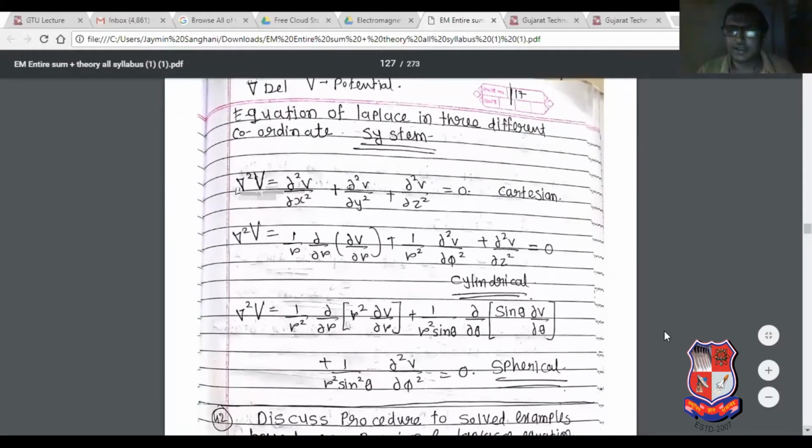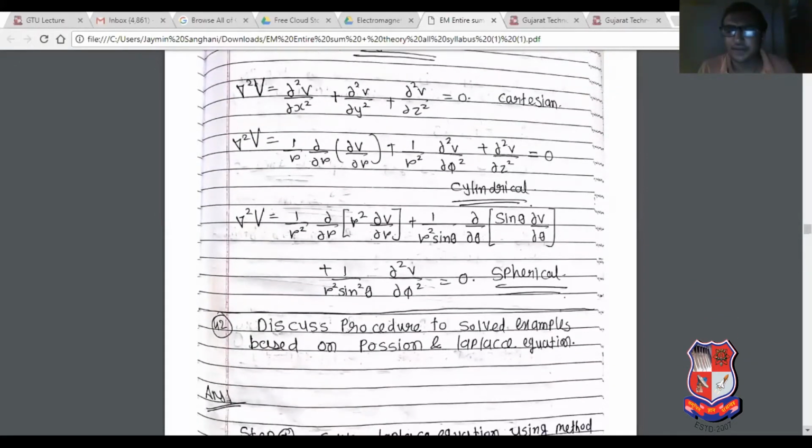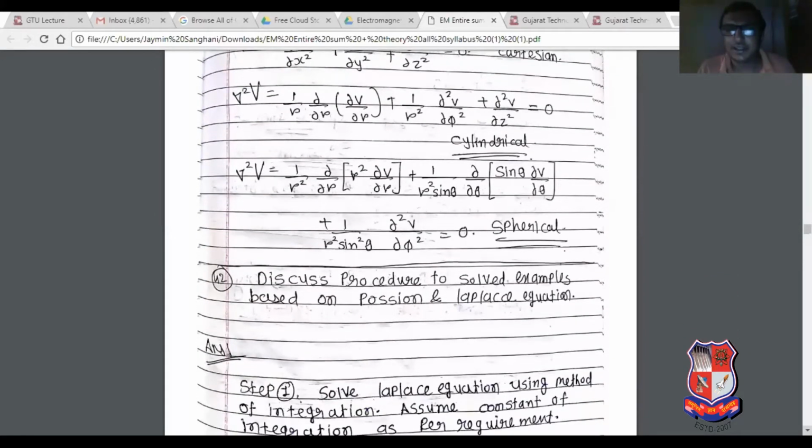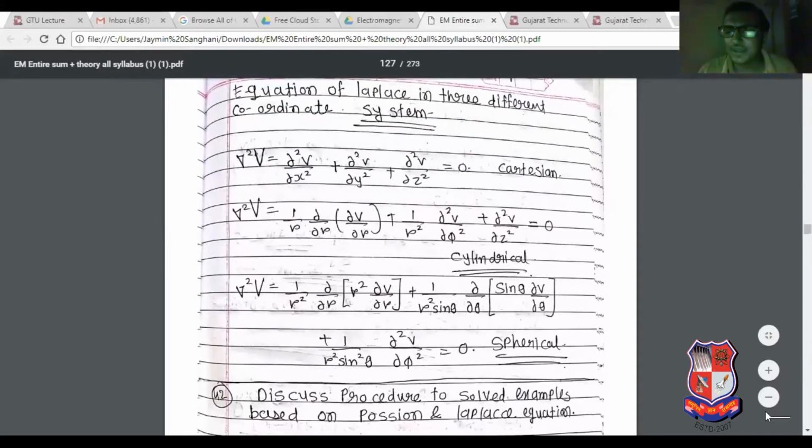So it is known as del square V for the cylindrical coordinate system, and for the spherical coordinate system, del square V equal to 1 upon r square, del upon del r of r square del V by del r, plus 1 upon r square sine theta, del upon del theta of sine theta del V upon del theta, plus 1 upon r square sine square theta, del 2V upon del phi 2, equal to 0. This is the equation related to the Cartesian, cylindrical and spherical coordinate systems of the Poisson-Laplace equation.